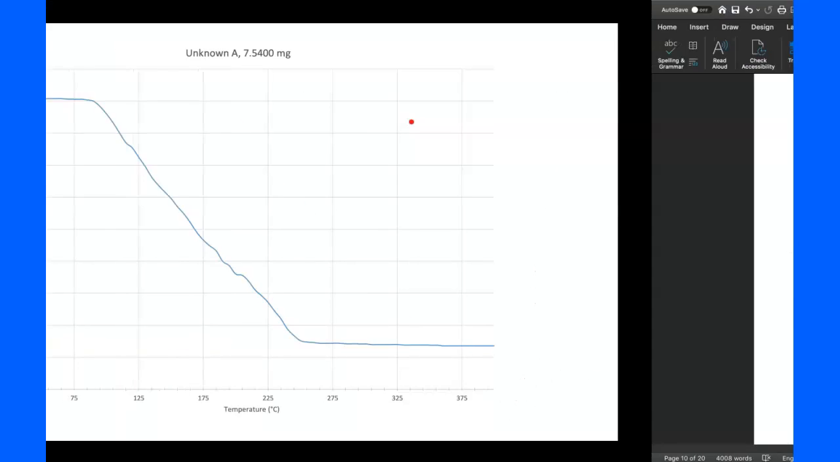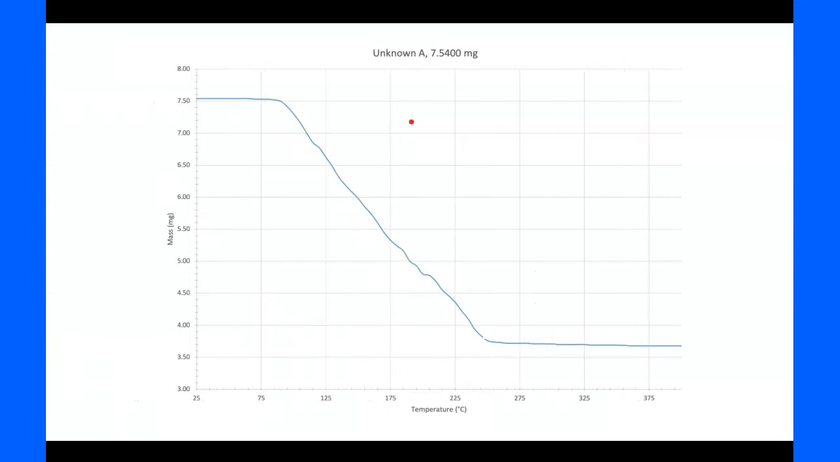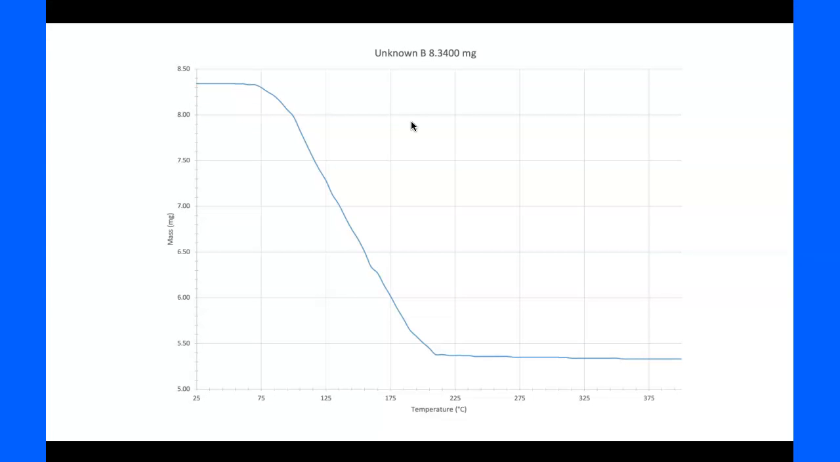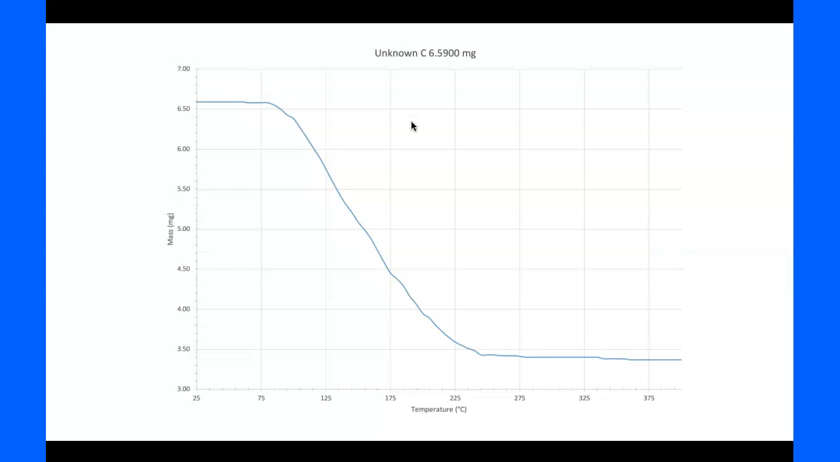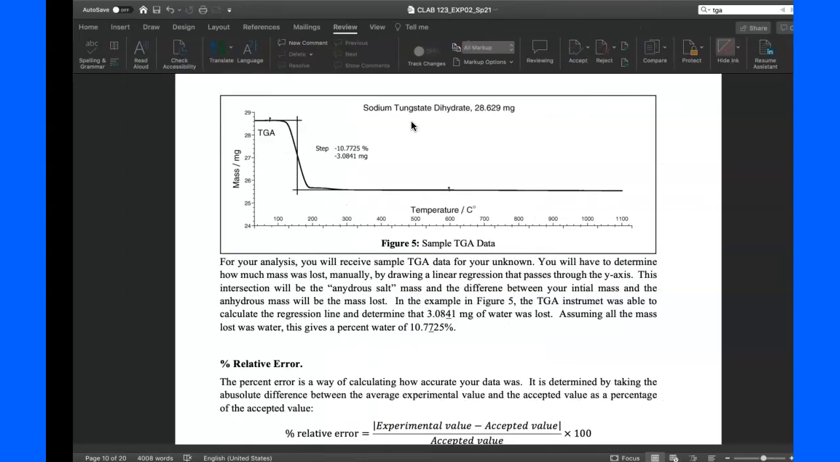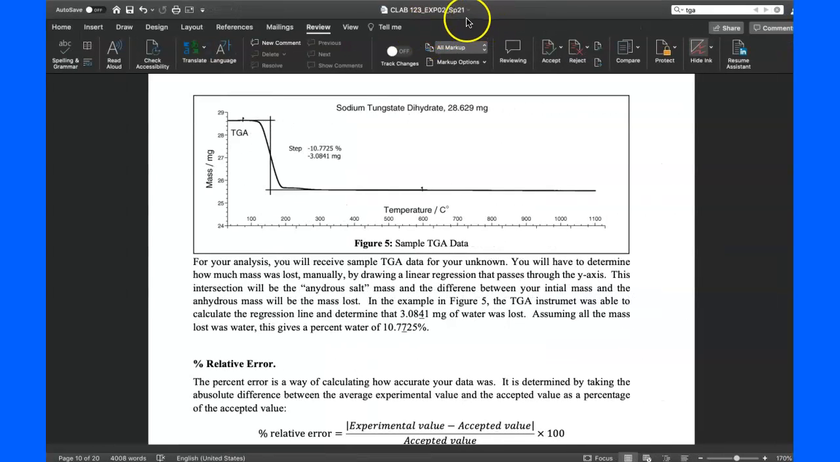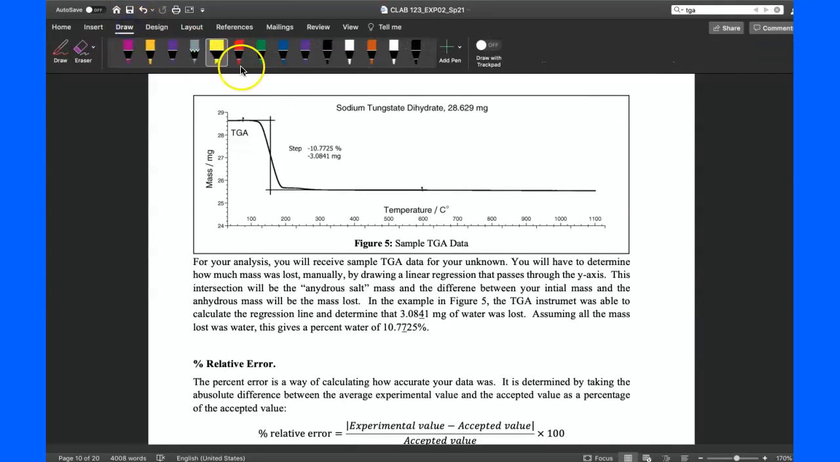The unknown will be either of these files, these charts that I'm going to put on Moodle. So you find your own unknown and then analyze your TGA graph. This is how you analyze your TGA graph. So here is a page from your manual. Okay, so I'm going to explain to you how to analyze this graph.